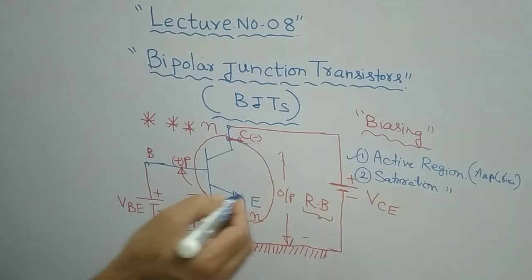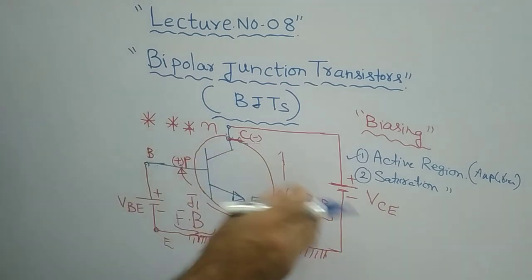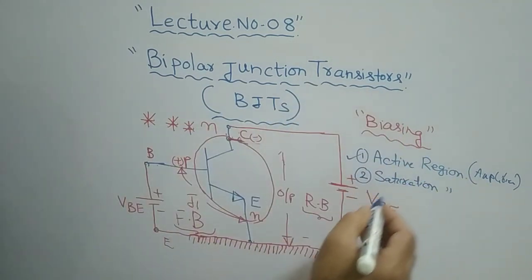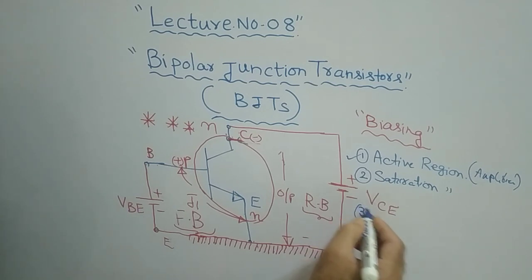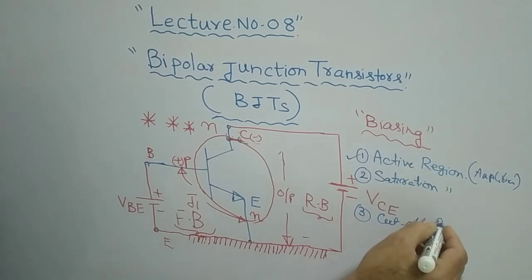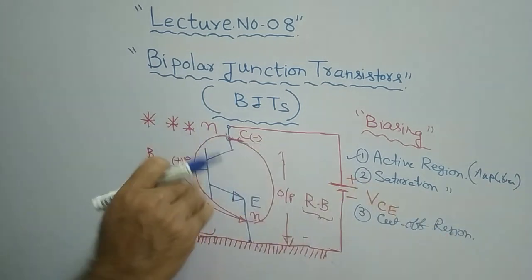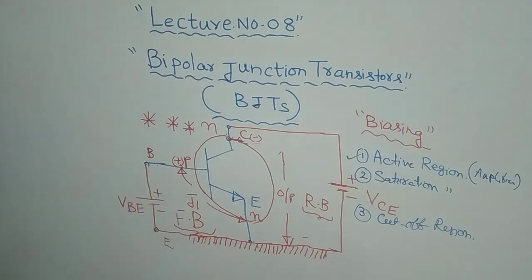The saturation region is nothing but both the junctions being forward biased, both input and output. That is called saturation. And what is the third region of operation? The cut off region. In this region, both the junctions are under reverse biased condition, right?